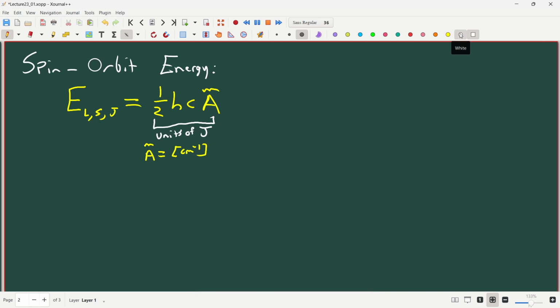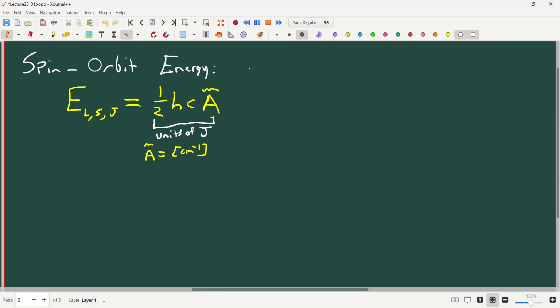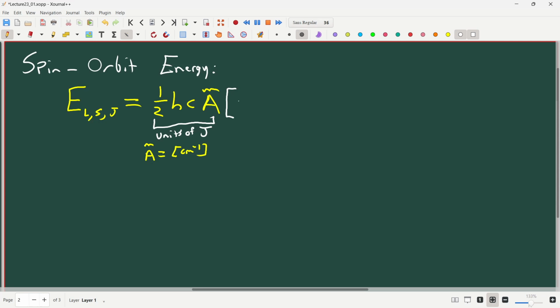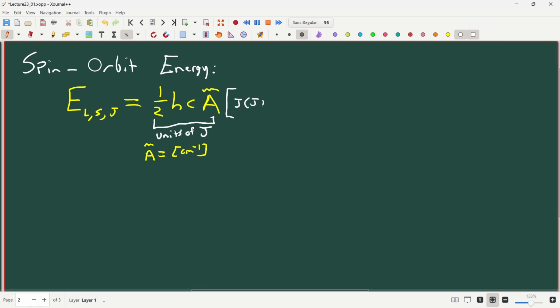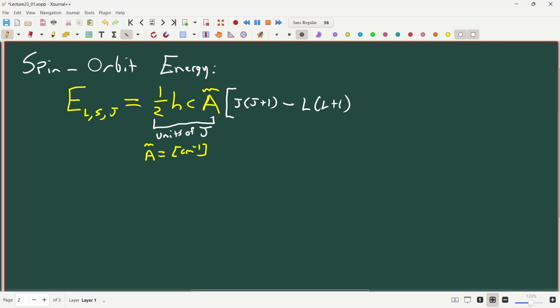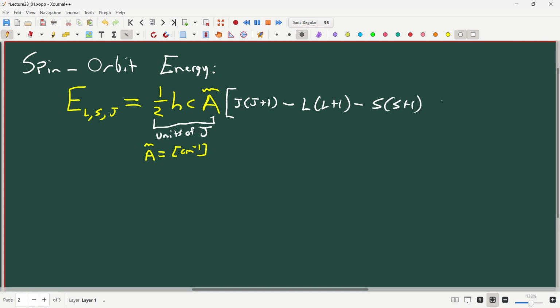And is that just like an A with a squiggle? Yeah, it's just a number. Oh, okay. All right, it's just a number. It depends, as we'll see, on a number of things. And this is multiplied by J(J+1) minus L(L+1) minus S(S+1). Okay, so given a value of S, given a value of L, and given a value of J, you can calculate the energy of a given level.